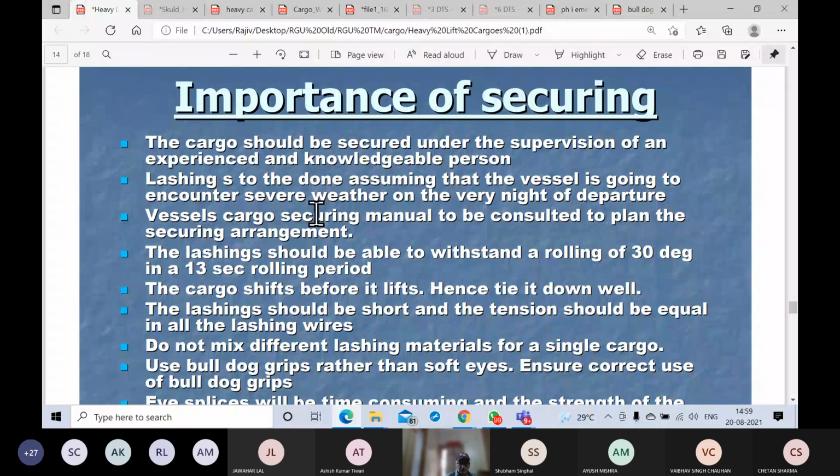Now, how actually you determine the lashing is a very important thing, which I fully agree. When you start, assume the worst case scenario, which is that the vessel is going to encounter severe weather immediately after departure. Secure accordingly. Presuming that the vessel is going to encounter heavy weather right after departure.